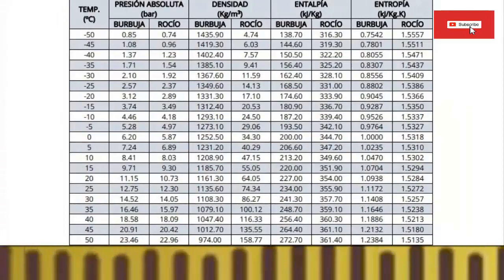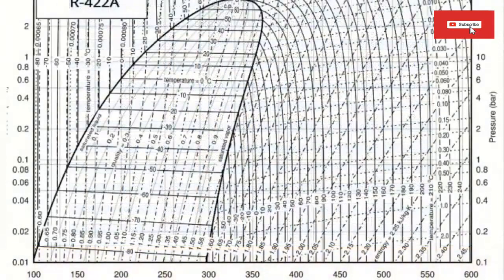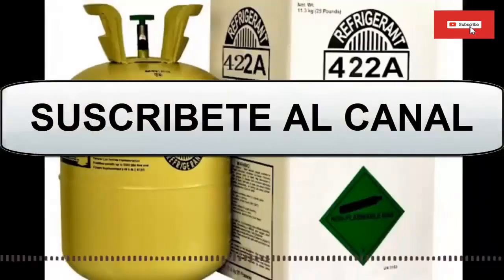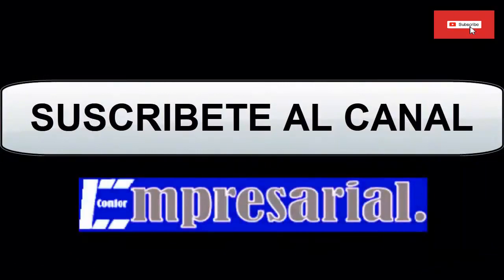15. On the screen we have the table of pressure and saturation temperature of the refrigerant R422A and the Mollier diagram. At this moment the link to our episode number 16 is appearing.